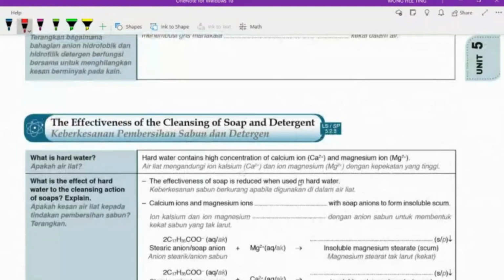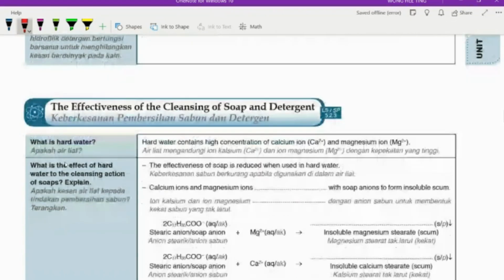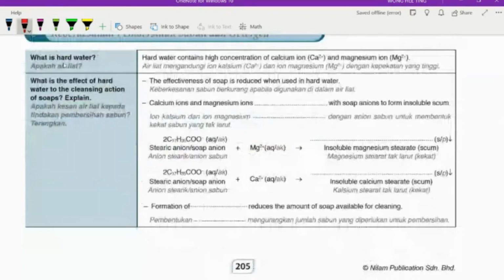Okay, now, did I ask a question about the hard water? Okay, hard water. Then for soap and detergent, is their effectiveness the same or not? So this part we are going to discuss in detail: the effectiveness of the cleansing action of soap and detergent. Under this subtopic, you have to know one type of water. We call it hard water. Again, bukan air keras, it's called air liat. Normally we call it air liat.